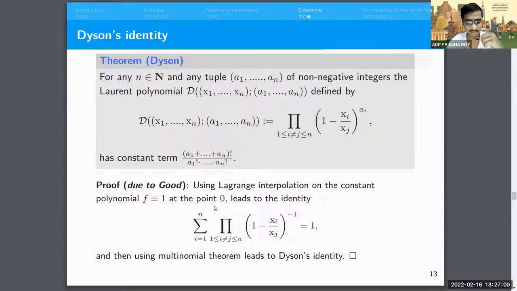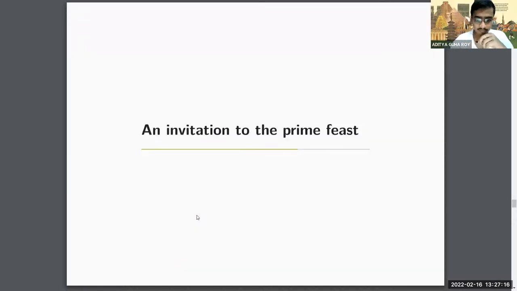It's a bit tricky if we don't know what happens for small values of n. But once we see it for small values of n, how to use induction becomes clear. But again, I'll not digress into this now. All right, so now let's come to the big grand feast, which is about prime numbers.